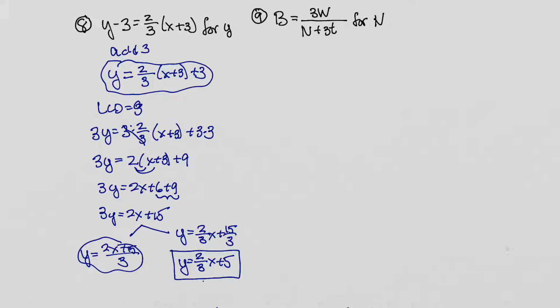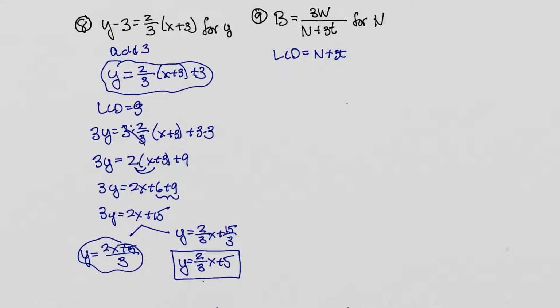Number 9. We have b, w, n, and t. We want to solve it for n, so we want n equals something. It's a fraction, so get the LCD. Now the LCD is right here. It's the only denominator. So the LCD is n plus 3t. And now we're going to write that LCD right next to each of the originals. So we're going to write it here, and then we're going to write it right here.